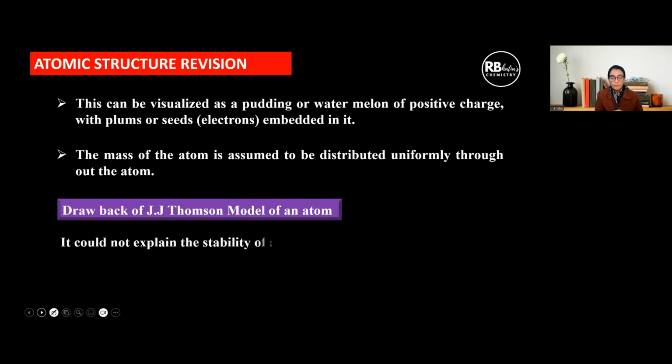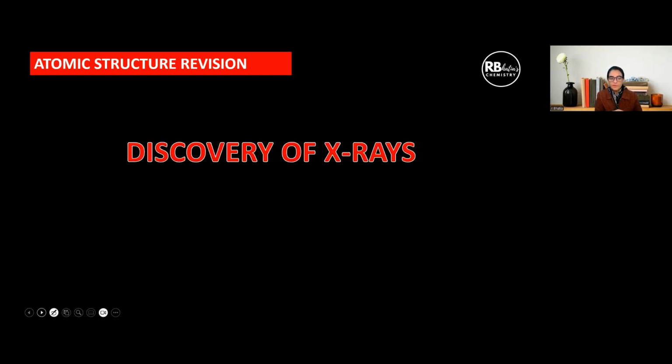Fine. So what were the drawbacks? It could not explain the stability of an atom based on experimental results. And the most important, Rutherford's alpha ray scattering experiment could not be explained based on this model, and hence this model was discarded. Next is the discovery of X-rays.